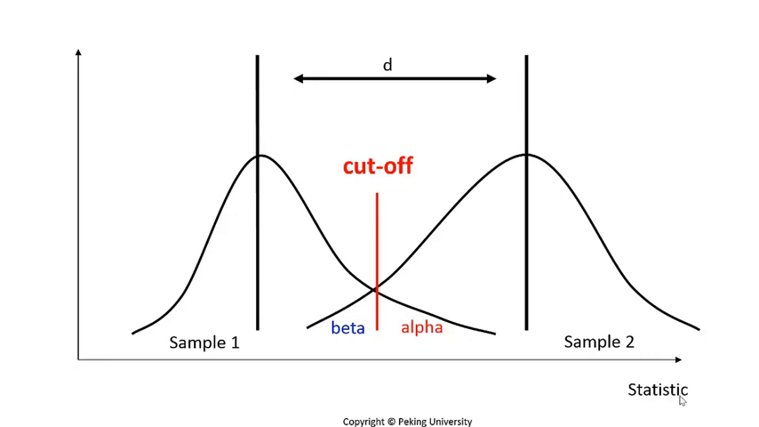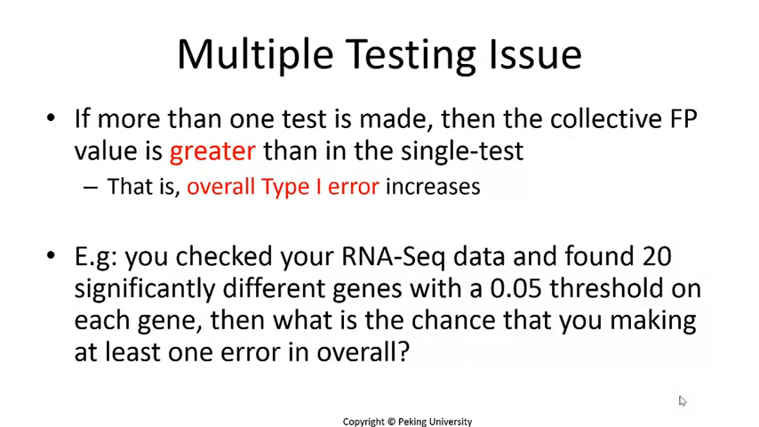Then it means that the probability that we make an error each time is 0.05. In other words, the probability that we do not make an error each time is 1 minus 0.05 equals 0.95. According to the multiplication rule, the probability that we do not make any error in 20 tests consecutively is 0.95 to the power of 20, which is about 0.358.